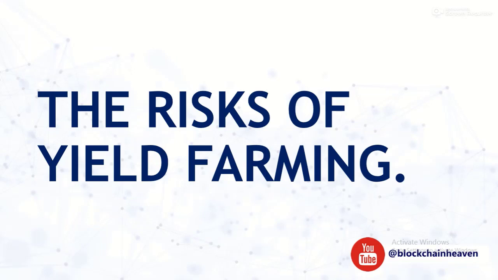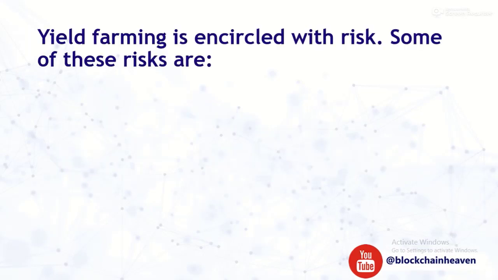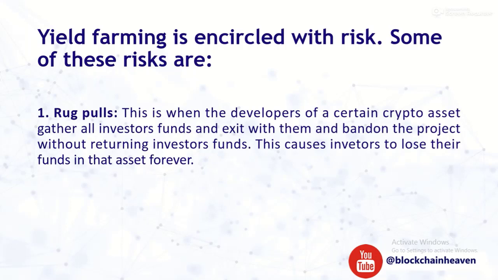So let us look at the risk of yield farming. Yield farming is a cycle with risk, a lot of them, and a few of them are these. One is rug pull. This is when the developers of a certain crypto asset gather all investors' funds and exit with them, then abandon the project without returning the funds. This causes investors to lose their funds in that asset forever.